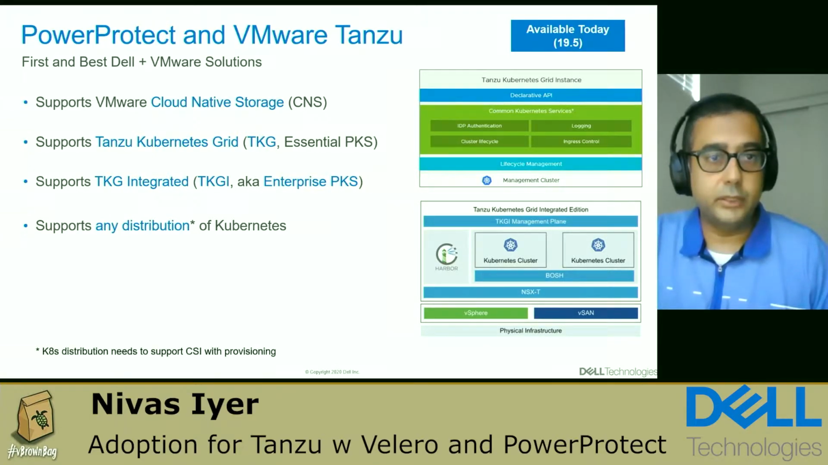Secondly, you can run either your Tanzu Kubernetes Grid, that's TKG, formerly known as Essentials PKS, or your TKG Integrated, or TKGI, solution on the VMware environment, or any other Kubernetes environment such as OpenShift or Anthos that leverages VMware Cloud Native Storage on the VMware environments. You can protect it using PowerProtect. So technically, any distribution of Kubernetes that can leverage the VMware Cloud Native Storage can be protected using PowerProtect Data Manager.